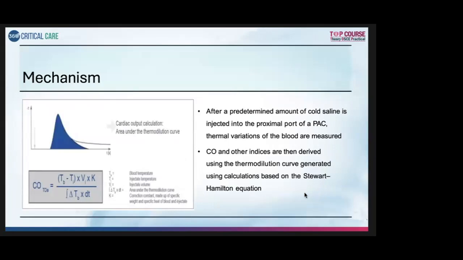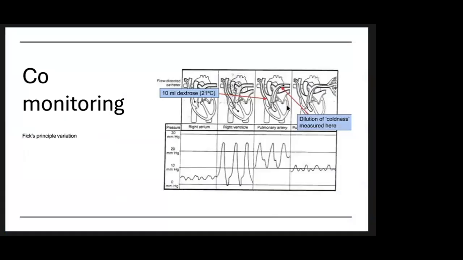So as I told you, the cardiac output is evaluated using a thermodilution technique, using a modified Stewart-Hamilton equation. After a predetermined amount of cold saline is injected into the proximal port of the PAC, thermal variations of the blood are measured. And the cardiac output and other indices are then derived using the thermodilution curve, generated using calculations based on the Stewart-Hamilton equation. So this is the picture showing the thermodilution, where you inject through the IJV, and then you measure the cold saline at the pulmonary artery near the West zone 3, where it is wedged.